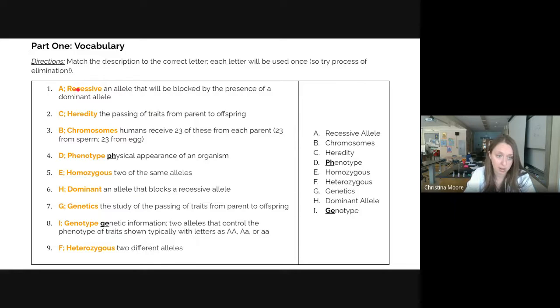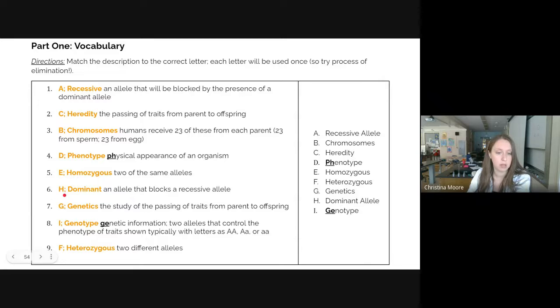So number 1, A, recessive, an allele that's blocked by the presence of a dominant allele. Number 2, C, heredity, the passing of traits from parent to offspring. Number 3, B, chromosomes. Humans receive 23 of these from each parent, 23 from the sperm, 23 from the egg. 4 was D, phenotype, the physical appearance of an organism. 5 was E, homozygous, 2 of the same allele.